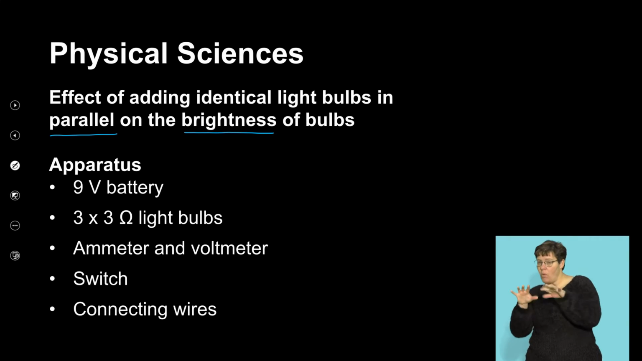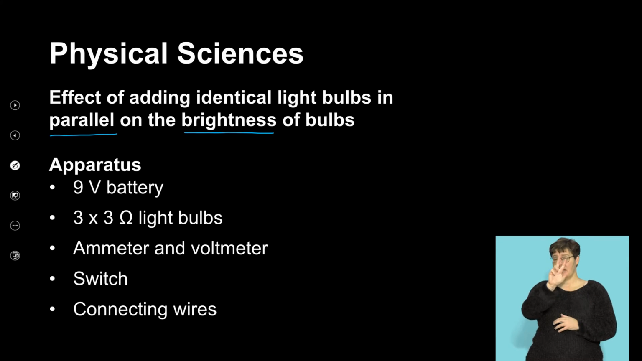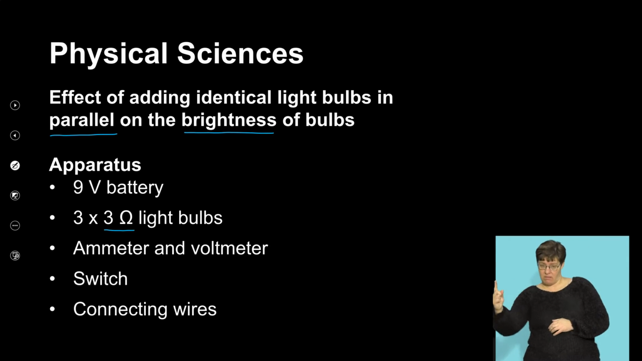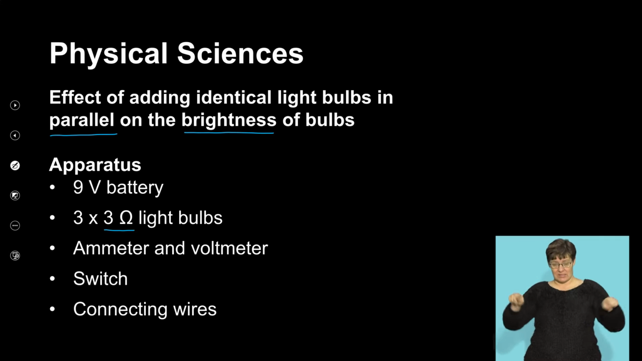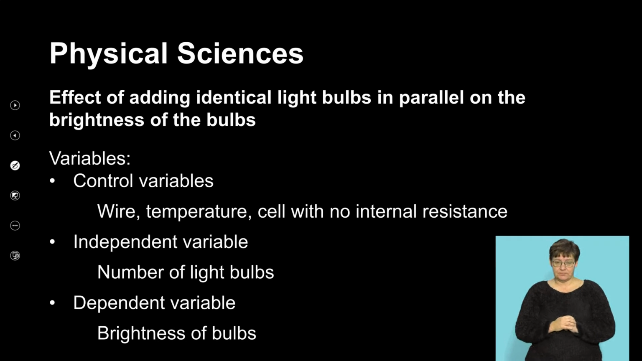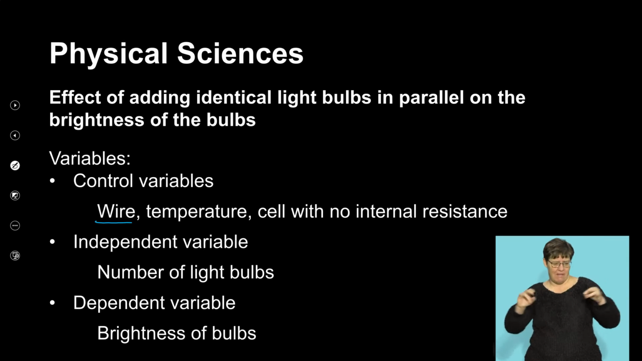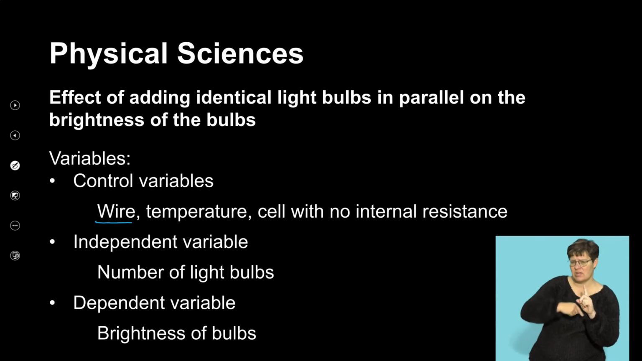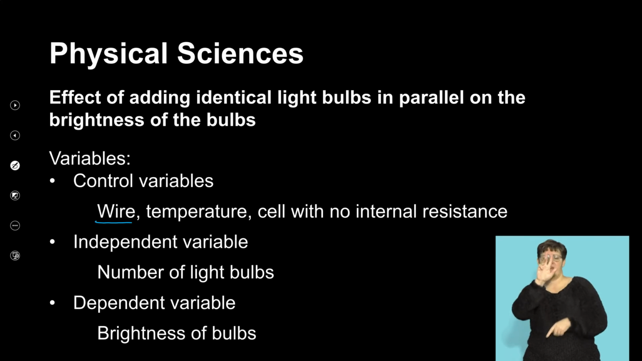So we'll set up a circuit using a 9-volt source, and we'll have 3 identical light bulbs, each of resistance 3 ohms. We'll also have the other simple components that we need to set up a circuit. Because this is a scientific process, what is it that we're going to keep constant? We'll use the same conductors and try to maintain the temperature, and we'll still use a battery or a cell with 0 internal resistance.